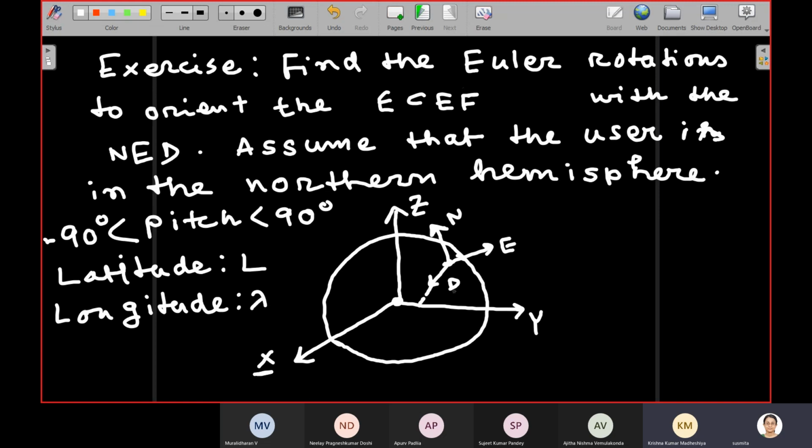So when you work on this, you will visualize the rotations and that will improve your understanding. So as you think about the rotations, your understanding improves. Okay, and you should keep in mind that the pitch constraint has to be applied. So if you come up with some rotation where the pitch is more than 90 degrees in magnitude, then that is not the correct one. You have to apply that pitch constraint and then find the rotations. The user is in the northern hemisphere. Keep that in mind.